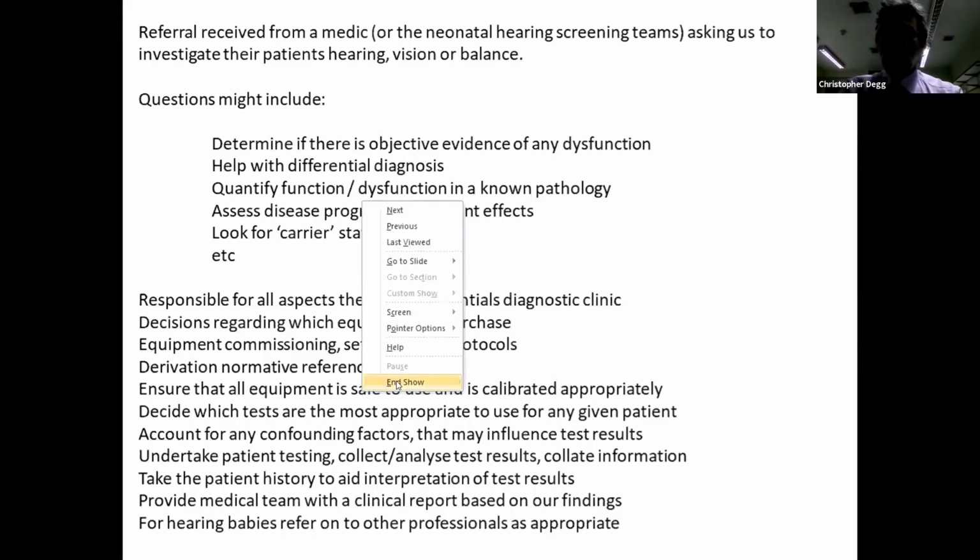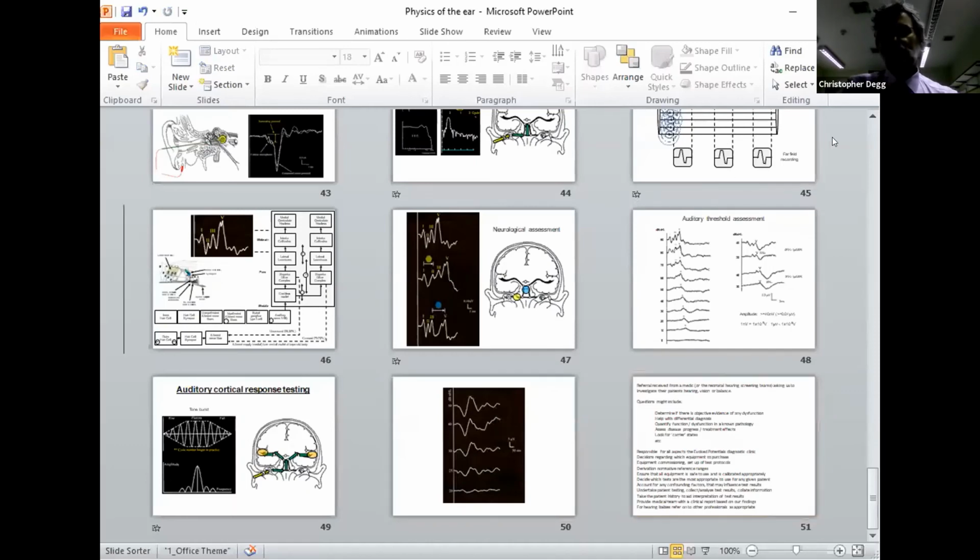So that's audiology. Well, a whistle stop tour of audiology. Thank you very much.